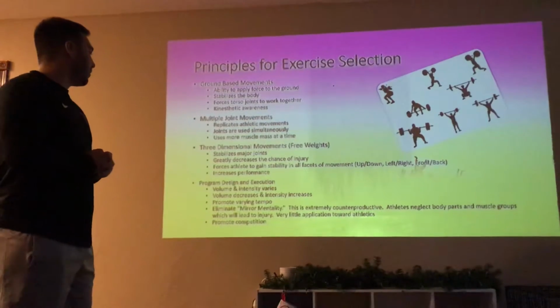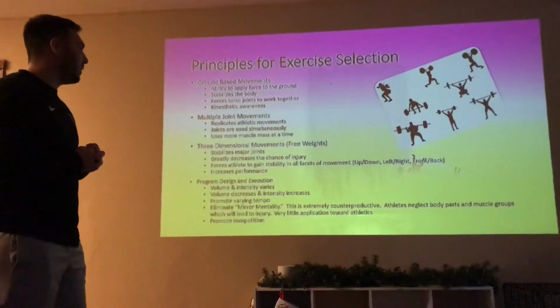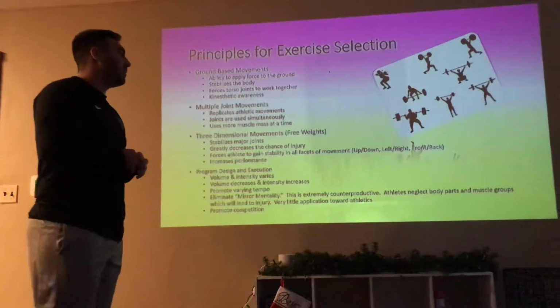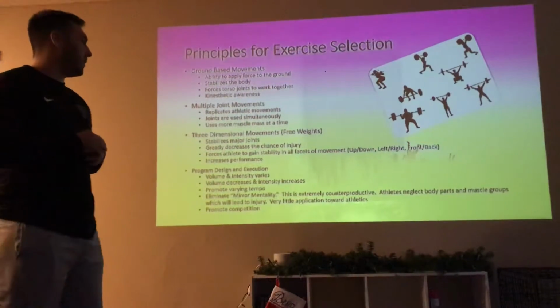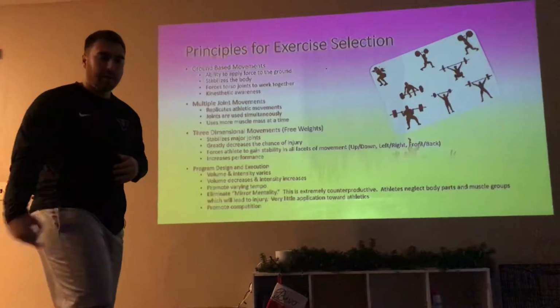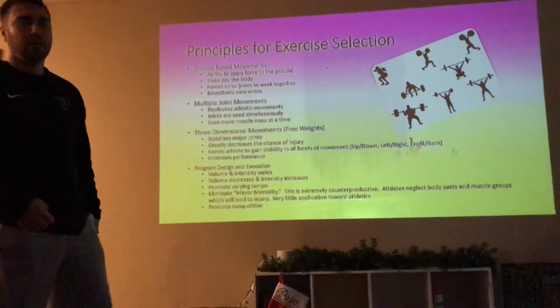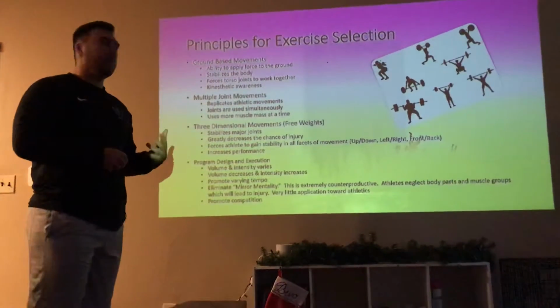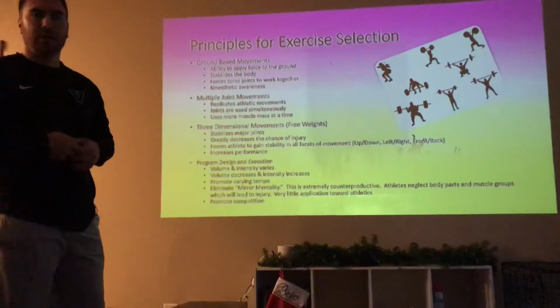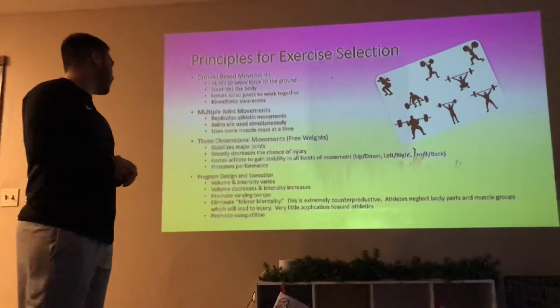You promote varying tempo, eliminate mirror mentality. This is extremely counterproductive. Athletes neglect body parts and muscle groups, which will lead to injury. So you could overwork your quad, not work your hamstring enough, then you're going to have a lot more quad or hamstring injuries, which ultimately keeps athletes out between 3 to 6 weeks, depending on how bad the pull or tear is.